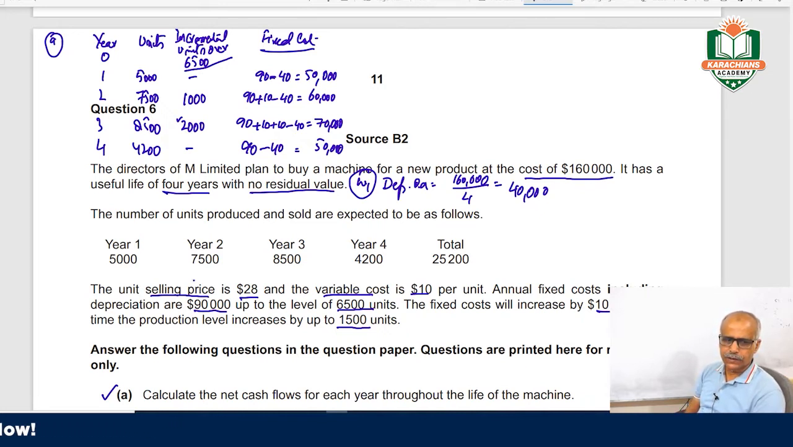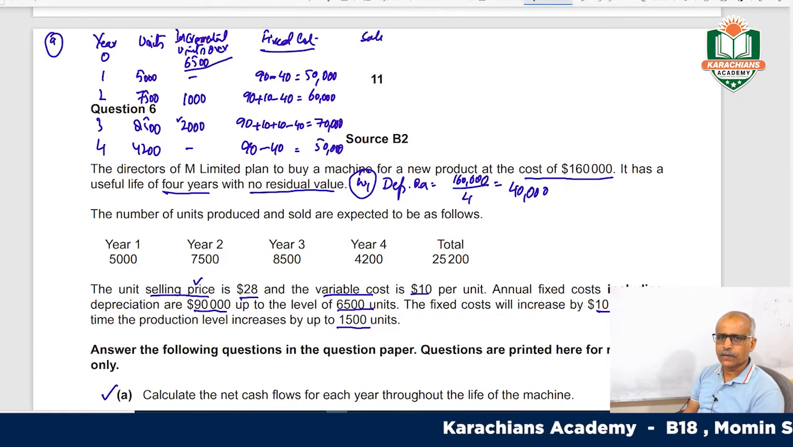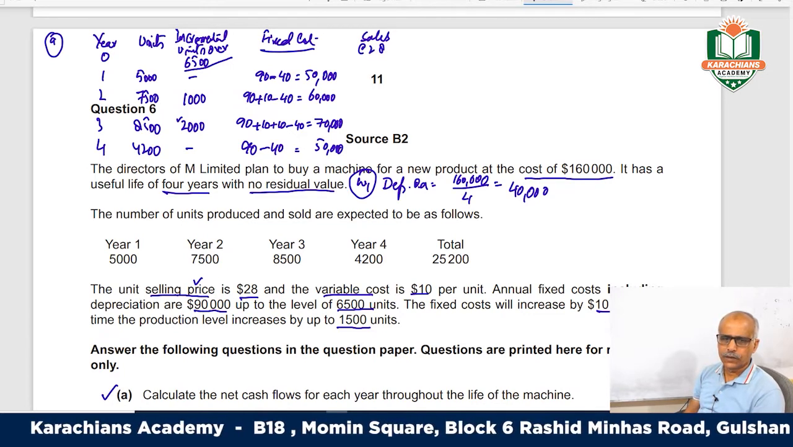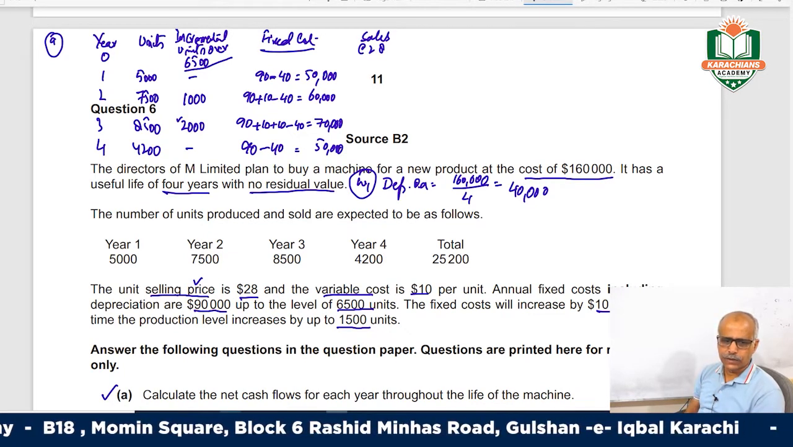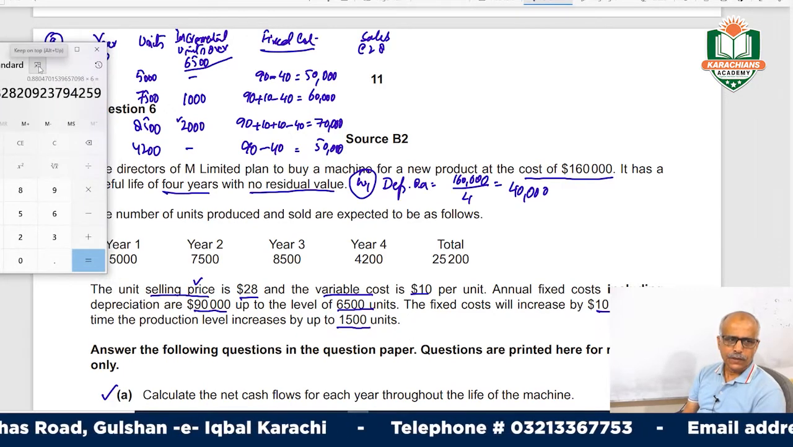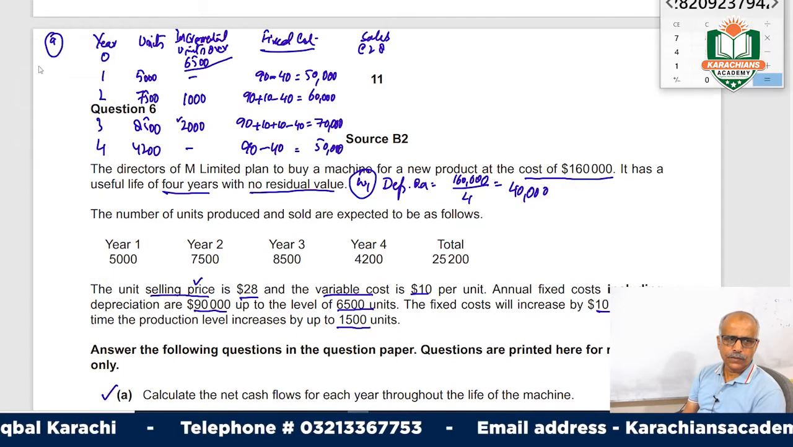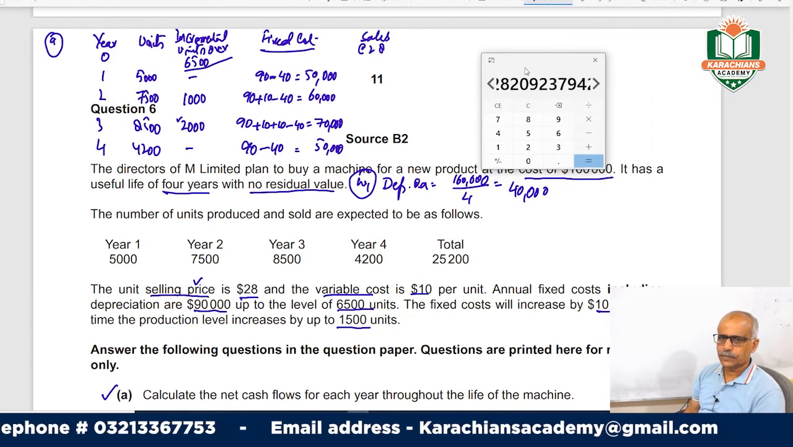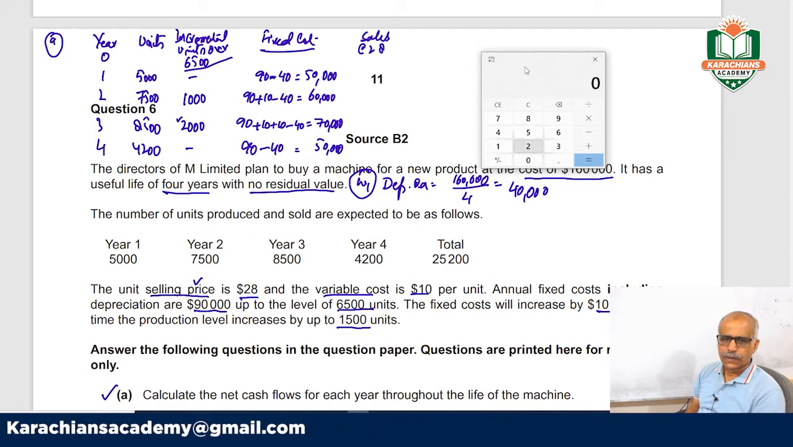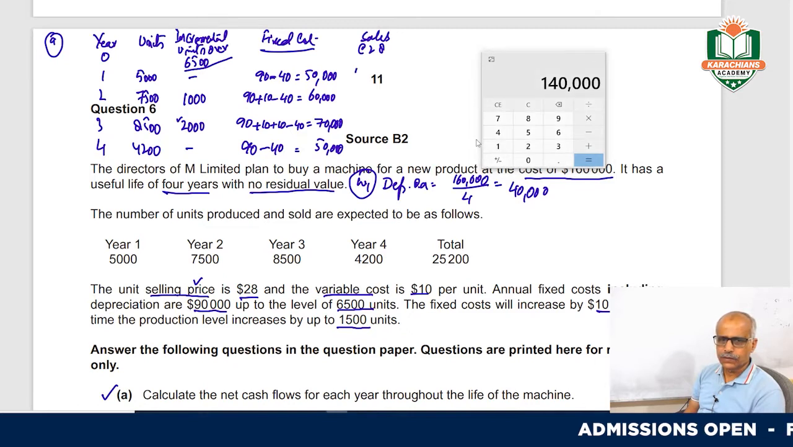They have given you the sales price, so we can work out sales. Let me open up my calculator. 5,000 units, the sales price is 28, so this is 140,000.